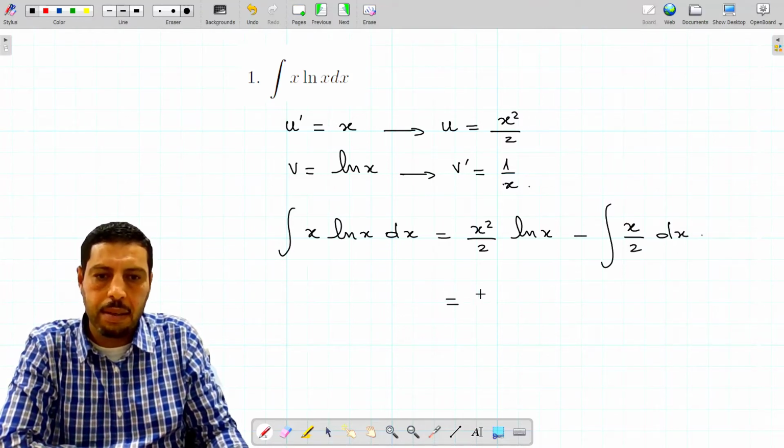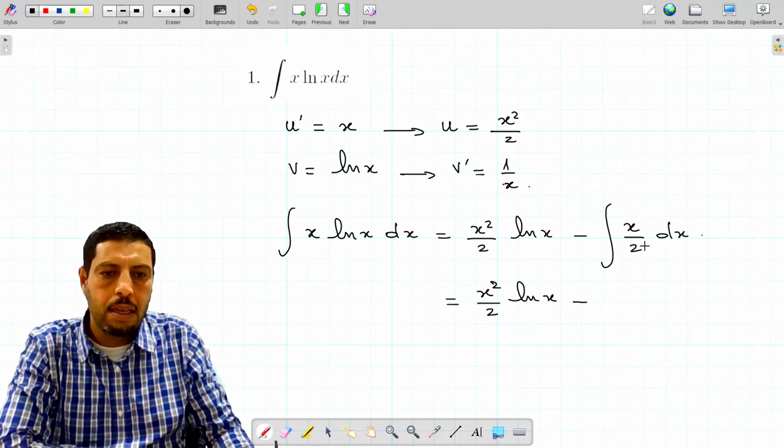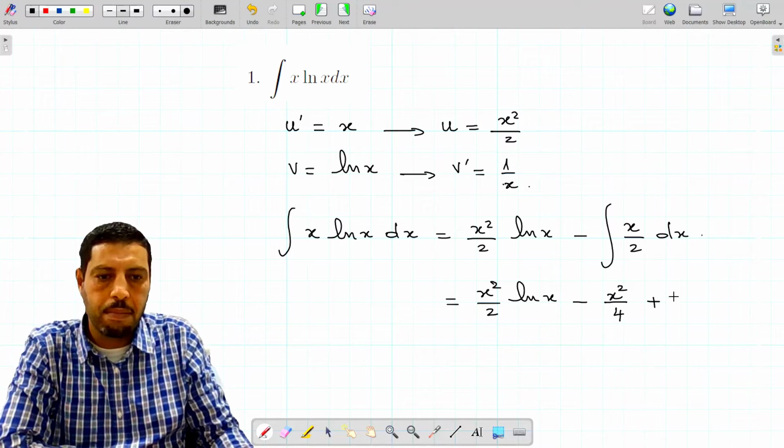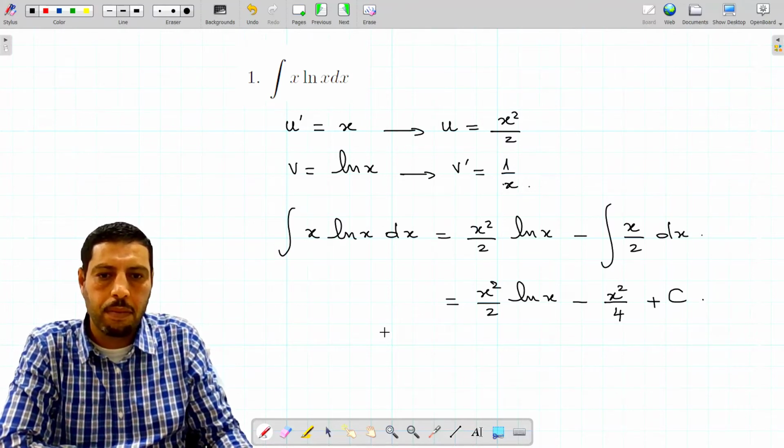And here it gives x squared over 2 ln of x minus, you can put the 1/2 outside, and the integral of x is x squared over 2. So you will get at the end x squared over 4. And don't forget plus c.